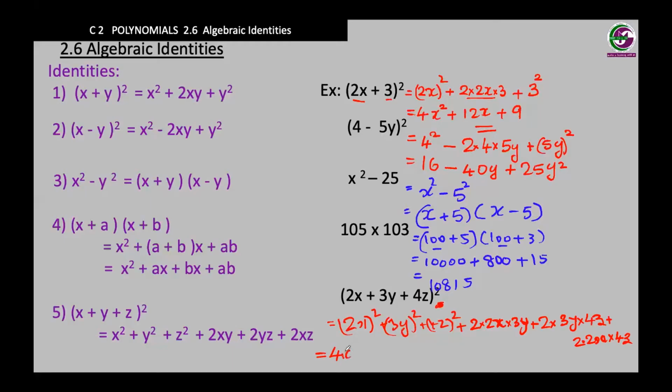4x squared plus 9y squared plus 16z squared plus 2 times 3, which is 12xy, plus 2 times 3 is 6 times 4 is 24yz, plus 2 times 4 is 16xz. That's your answer.